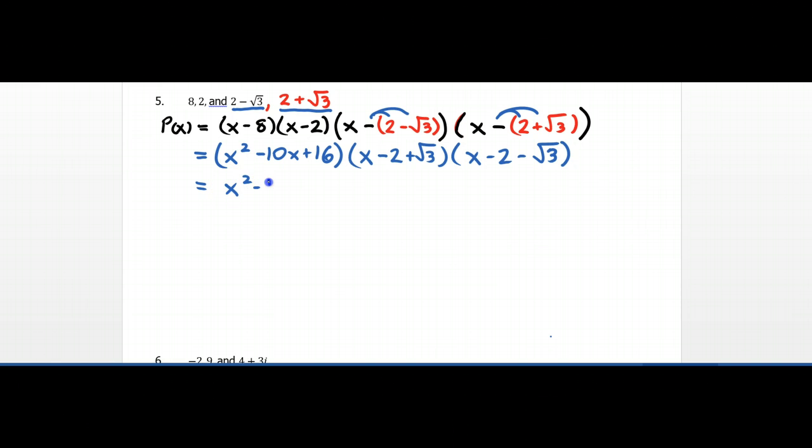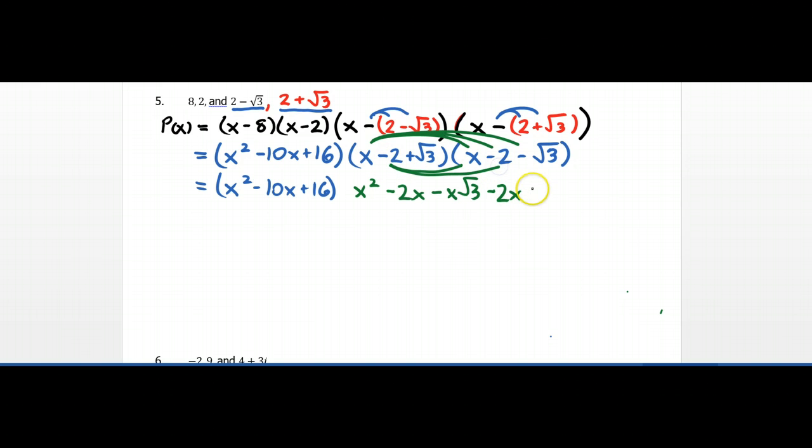So this is going to take a little bit of work. I've got my x squared minus 10x plus 16 that I'm just bringing down. Over here now, I'm going to take x times x, which is x squared, x times negative 2, which is negative 2x, x times negative radical 3, which is minus x radical 3. Now I'm going to distribute this negative 2, so I get another negative 2x, a plus 4, and a plus 2 radical 3.